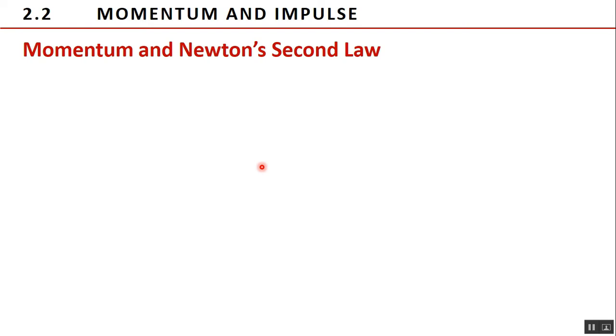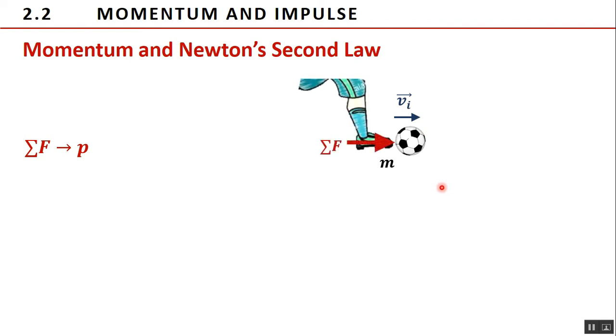To derive an expression of the net force in terms of momentum, let us consider a soccer ball of mass m that moves initially to the right at a velocity v sub i. When the soccer player kicks the ball, exerting a horizontal external force in the same direction as the ball's motion, the ball accelerates, changing its velocity to v sub f after a later time, delta t, while traveling at displacement, delta x.